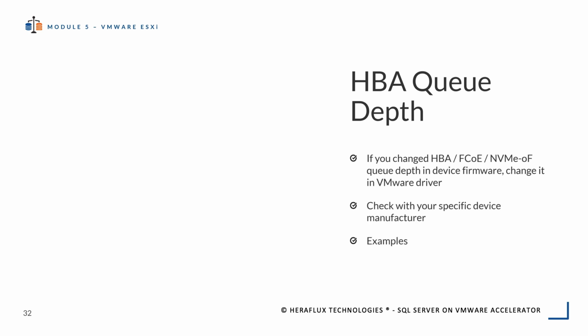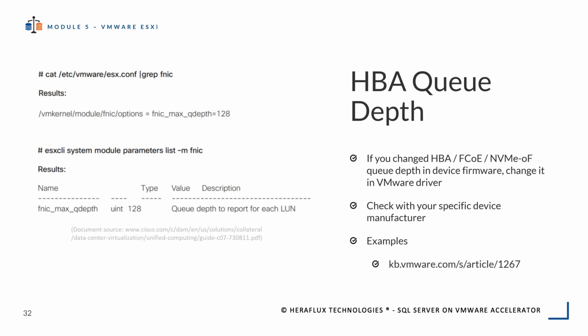If you've made a change to that setting, you will need to make an equivalent change to the VMware driver inside of each host. Check with your specific device manufacturer for the mechanism to make this change. There are plenty of examples at the VMware KB article on the screen, and changing this is usually straightforward. Changing the setting does require a host reboot, so do this before the host goes into service to make your life easier going forward.